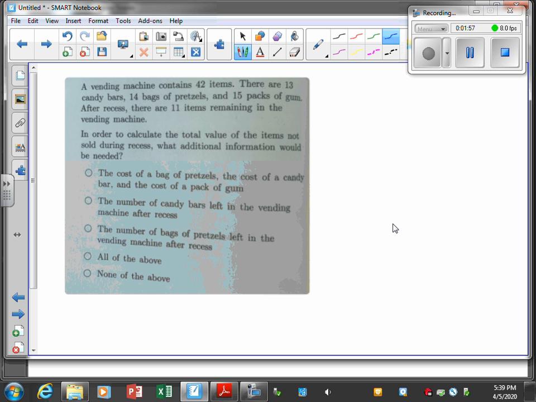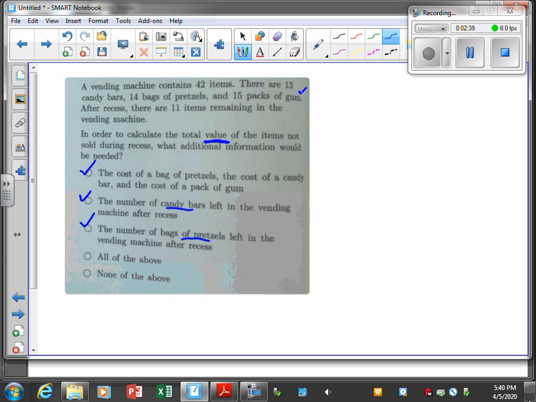So first thing, one of the key things is we're looking for total value. So we actually have to know the cost of each of those to know what the value was in the first place. So the cost, we definitely need to know the cost, because if not we can't figure it out. And then we need to know the number of candy bars that are left in the vending machine, and then also the number of pretzels. Because if we know candy bars and pretzels, then we can figure out how many packs of gum were left.